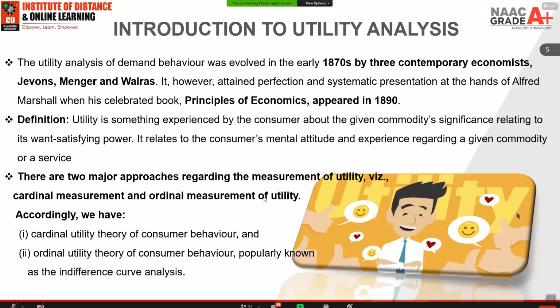There are two major approaches regarding the measurement of utility. The first is cardinal measurement and the second is ordinal measurement of utility. Accordingly, we have the cardinal utility theory and the ordinal utility theory of consumer behavior. So what are these cardinal and ordinal terms? This concept of utility was given by who? Marshall. The standard unit that Marshall used for measuring satisfaction is utils. So when you consume a cup of tea, for example, you can express your satisfaction as equal to 2 utils, 3 utils, 4 utils. This is what? This is a cardinal measurement of utility.